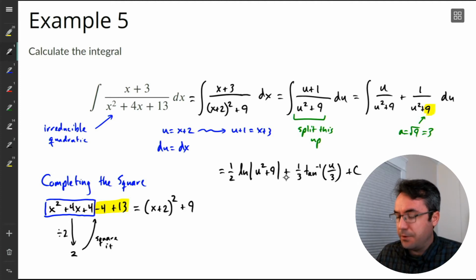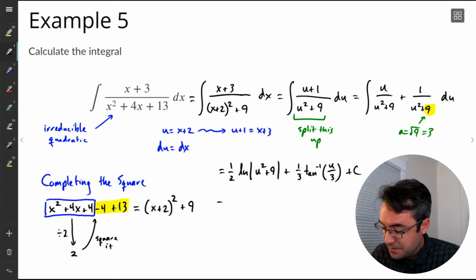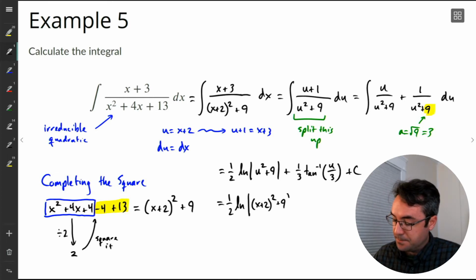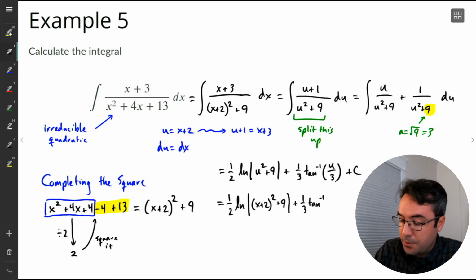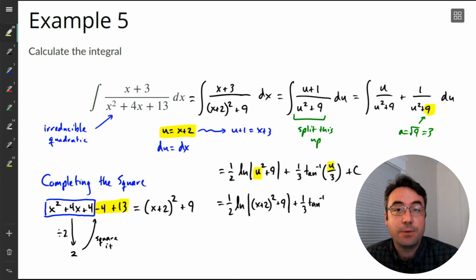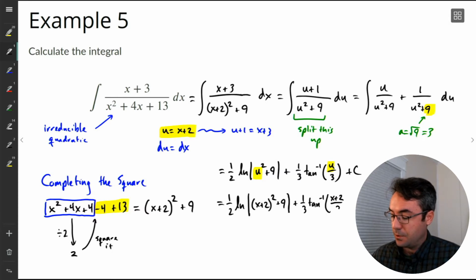We have our antiderivative now, but we still have to convert back to x. We did a u substitution here, so we have to convert back to the original variable. So let's convert back. What was u? Well, it was x plus 2. So we end up with 1/2 natural log of (x plus 2) squared plus 9, and then we have our plus 1/3 inverse tangent. And then what was u here? Basically we're going through, and wherever we see a u, we're replacing that with what we set u equal to, x plus 2 in this case. So we're going to have x plus 2 over 3.